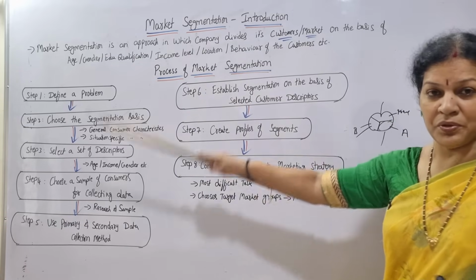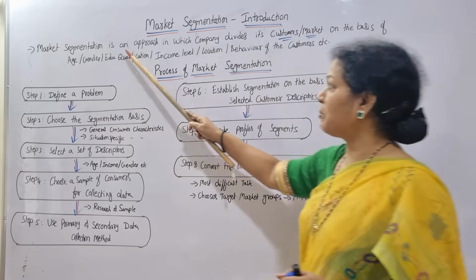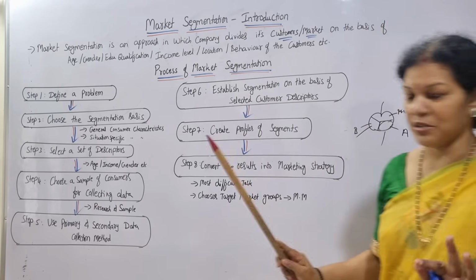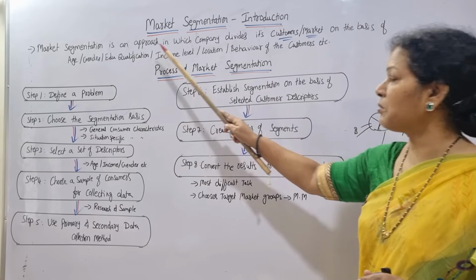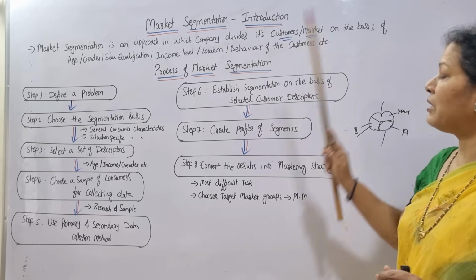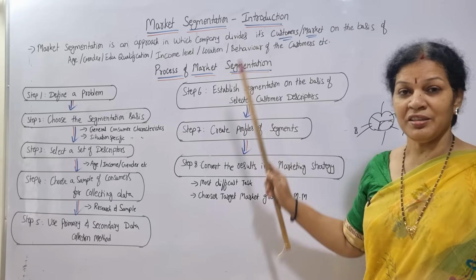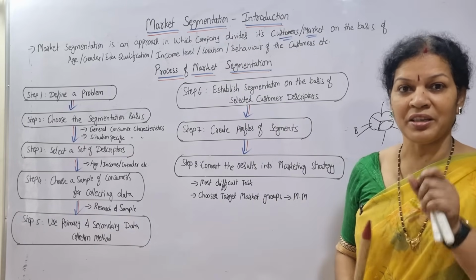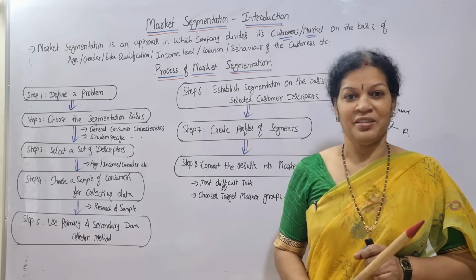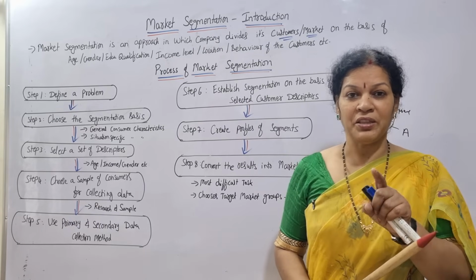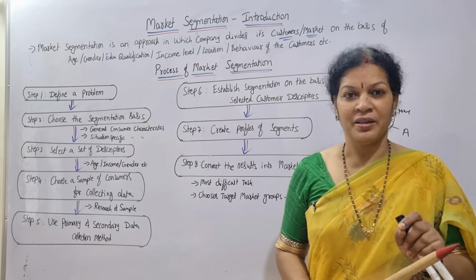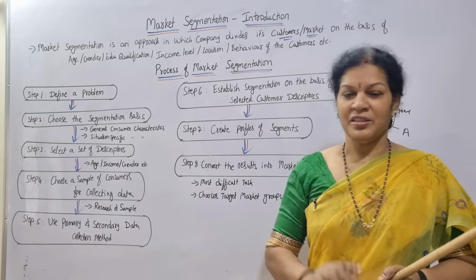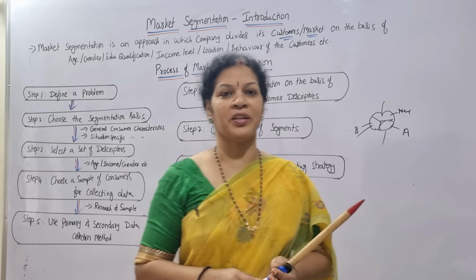That is why, on the whole, let's read once again. Market segmentation is an approach in which a company divides its customers or market on the basis of age, gender, education qualification, income level, location, behavior of customers, etc. Based on this, the company divides the market according to their requirements. Once the segmentation is proper and completed, it will be very easy to focus on the customers. For example, Johnson's products.